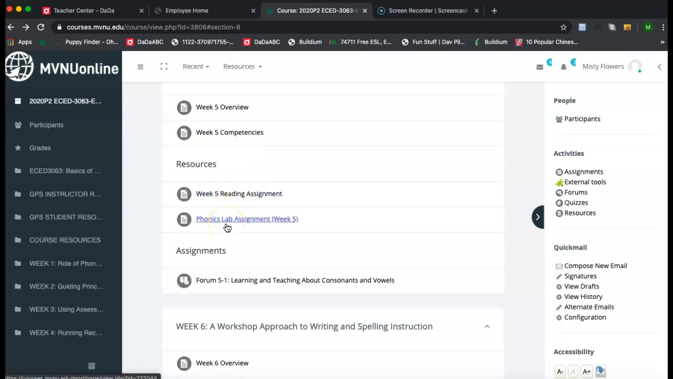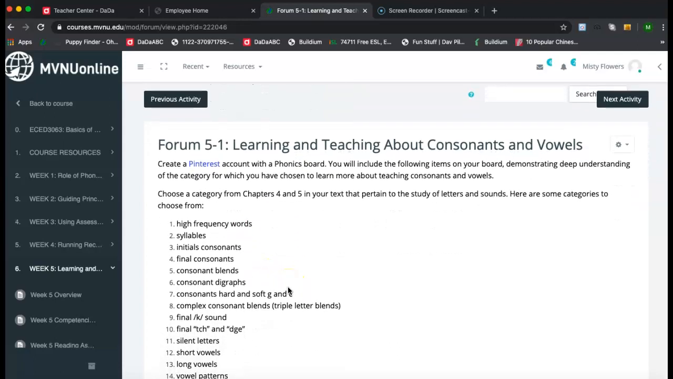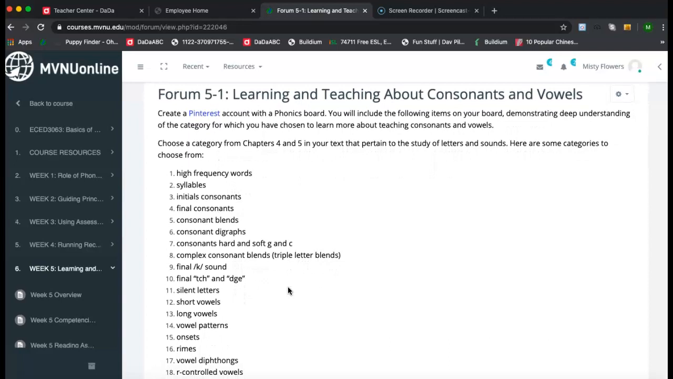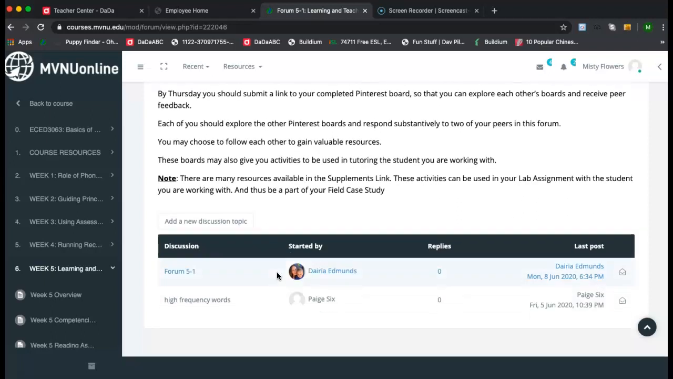Before I get to your lab assignment, I want to go down to the forum. This week for Forum 5.1, you're going to create a Pinterest board. This board is specifically a phonics board. You need to choose one of these categories that pertain to the study of letters and sounds. As soon as you have selected your category, please submit it.